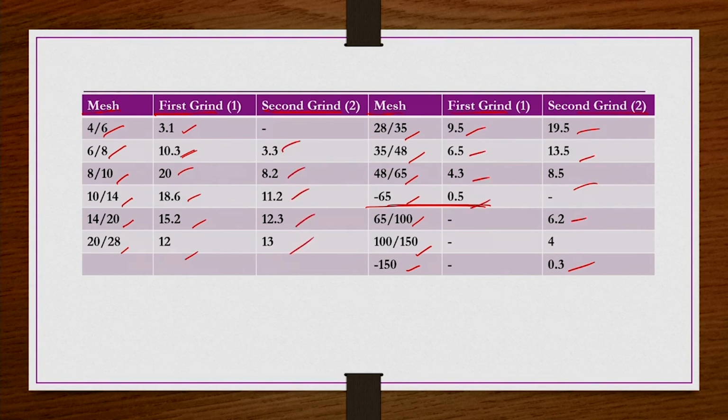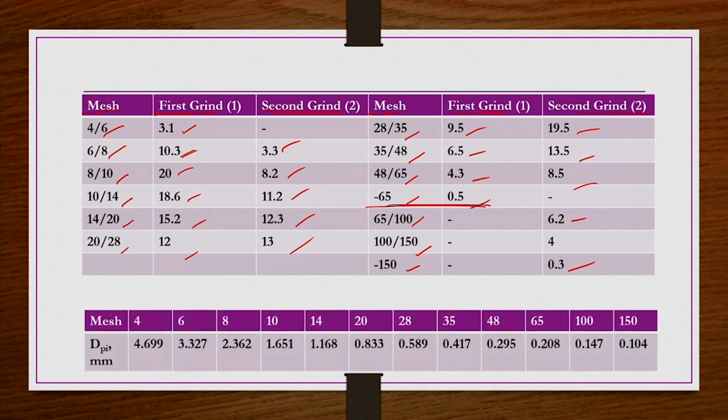So, you need to know the sizes of mesh 4 and 6, like 8 and 10 and all these meshes. So, mesh 4, 6, 8, 10, 14, 20, 28, 35, 48, 65, 100, 150. Their mesh openings, Dpi in mm, are also given here in the table. So, this is table 1, where it is giving the differential analysis for the first grind and second grind. This is table 2, where it is giving information about the mesh opening of all the screen increments that have been used for differential analysis.